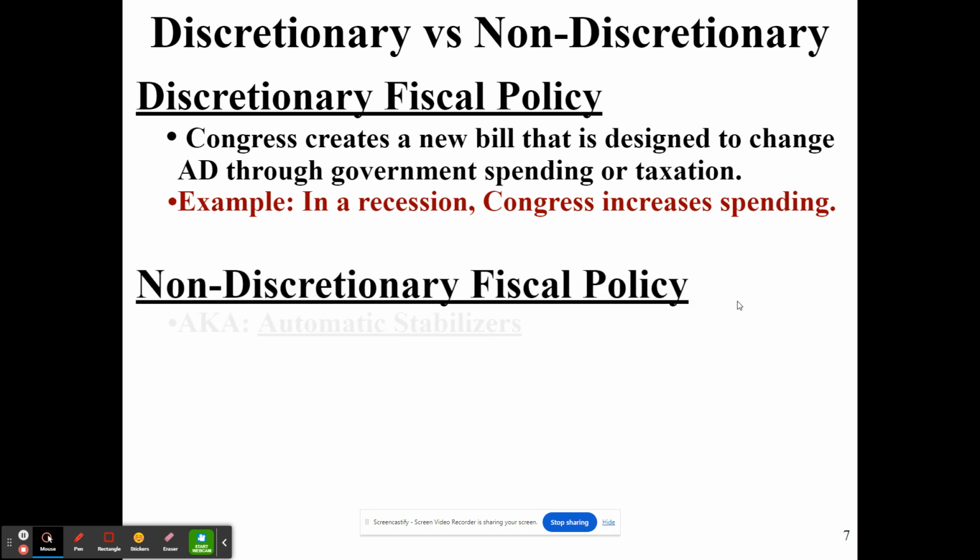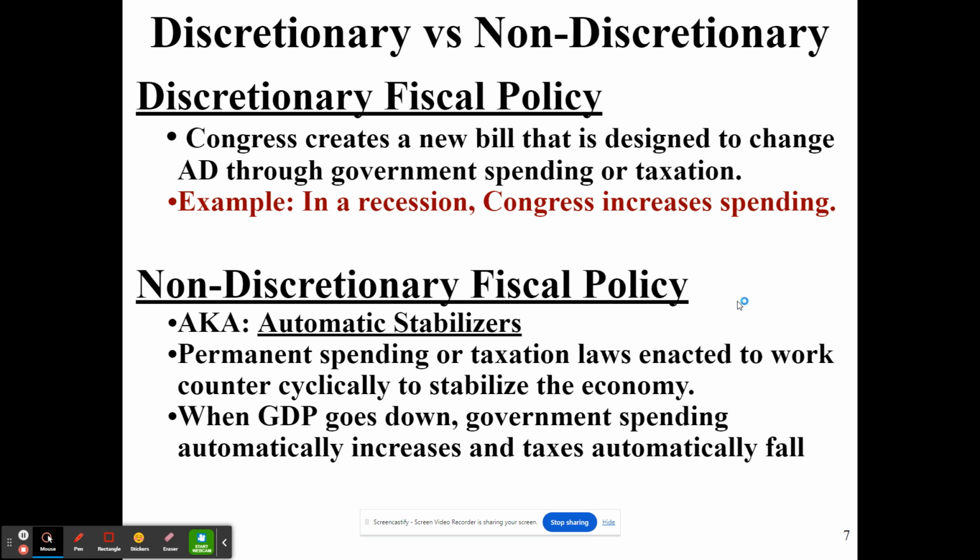Non-discretionary fiscal policy is something we're going to cover in the next class. So let's let this dog just sleep.